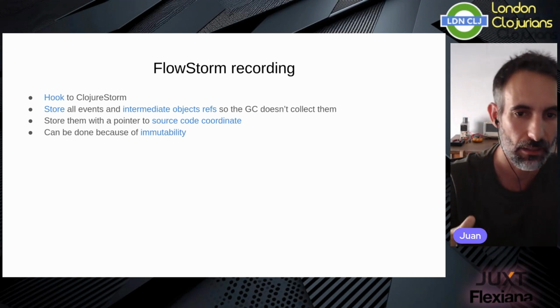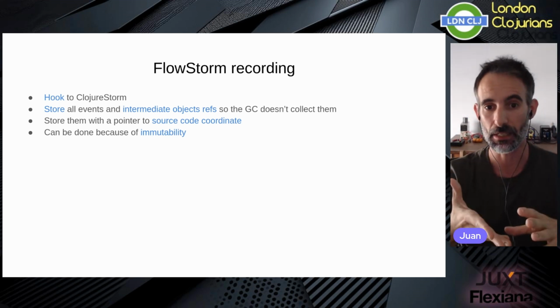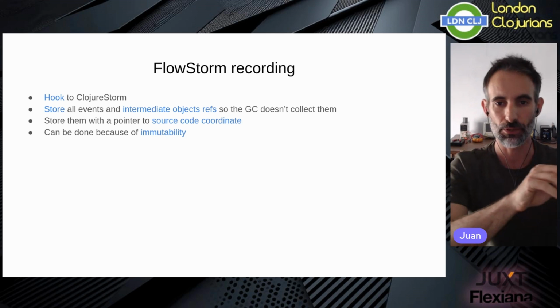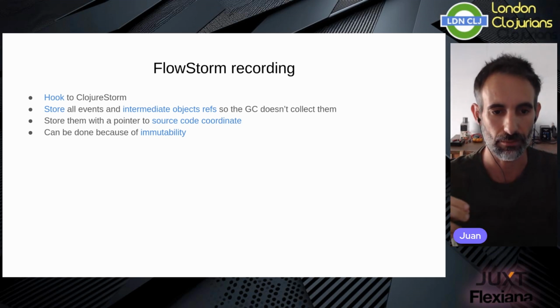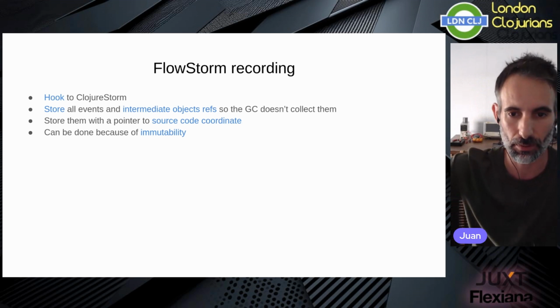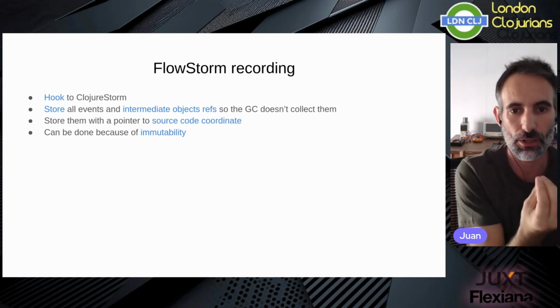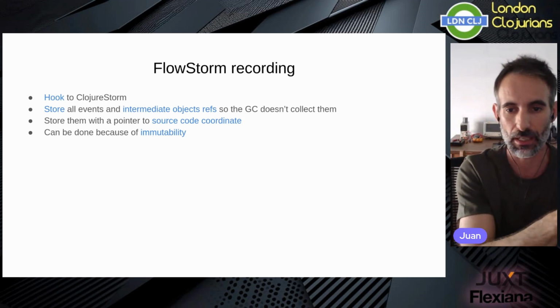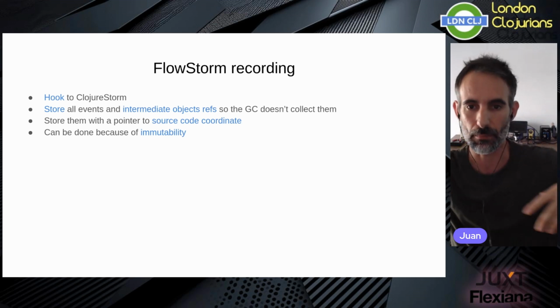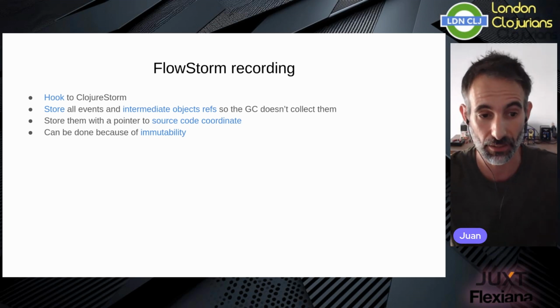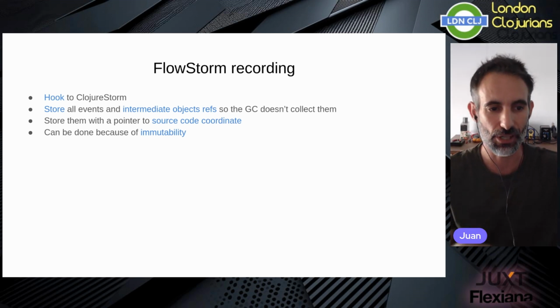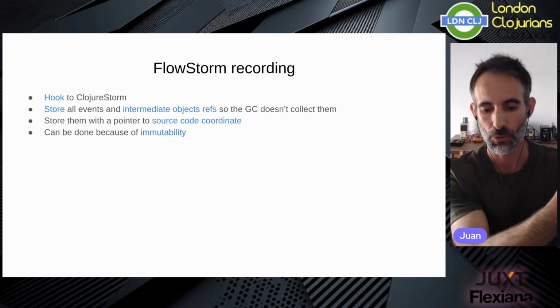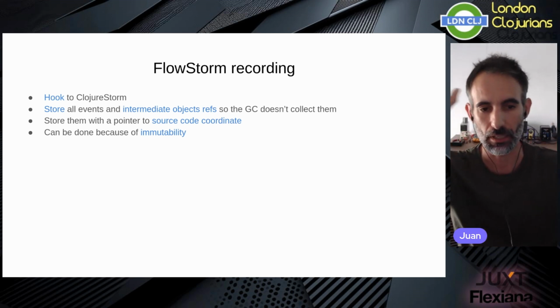And all this can be done because of immutability. If you try to record something like a pointer to a mutable map, for example, it doesn't make any sense. You are not recording anything, because as time goes on, that map could change and then you don't have anything. With immutability, by just retaining the pointers, you're already pointing to a snapshot in memory.